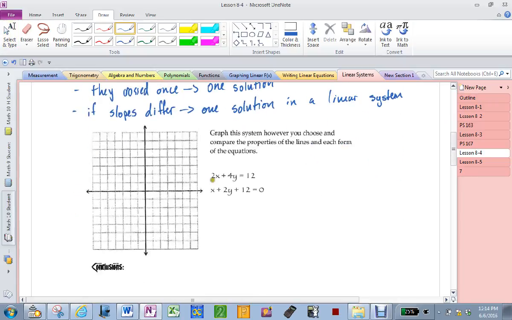Do you guys have those equations? Okay, so let's graph them. Red, blue, we get double practice for graphing.